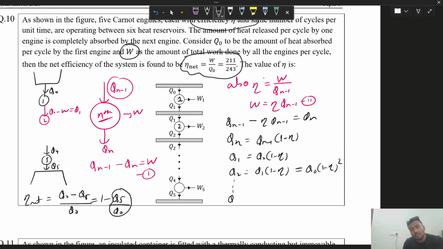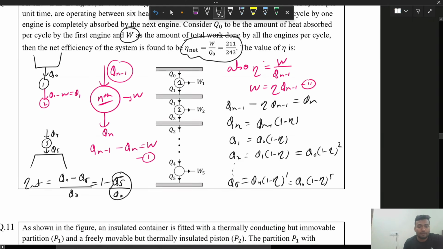So let's just think about the last one, Q5. वही तो चाहिए आपको यहाँ पे, right? So Q5 will be Q4 like this, 1 minus eta, but Q4 को आप directly can write in terms of Q naught. Already it will be 1 minus eta to the power 4. एक और मिलेगा power यहाँ पे. So 1 minus eta to the power 5, right?